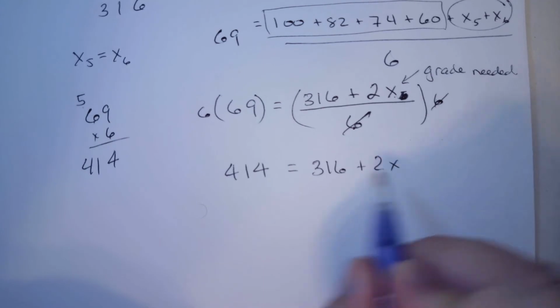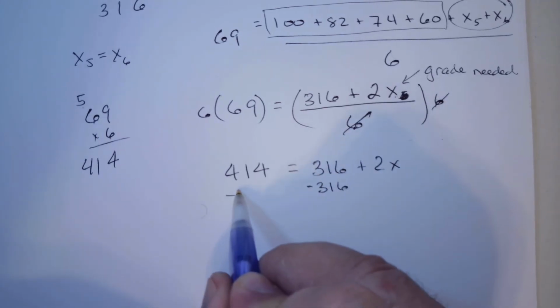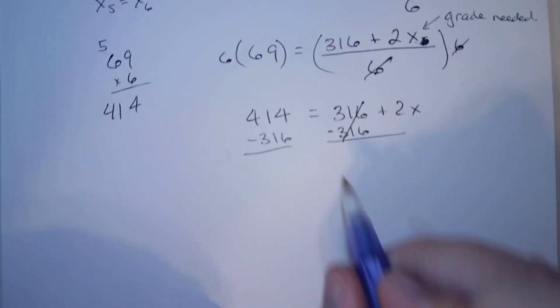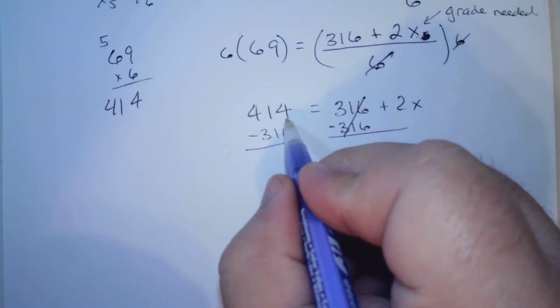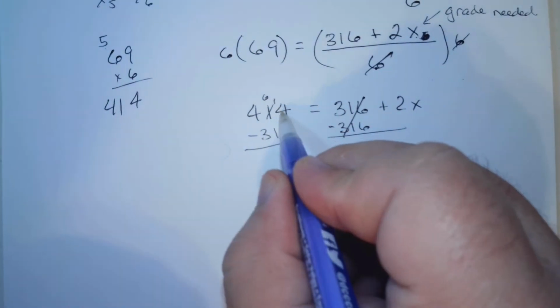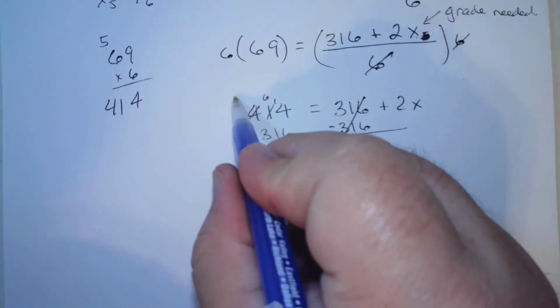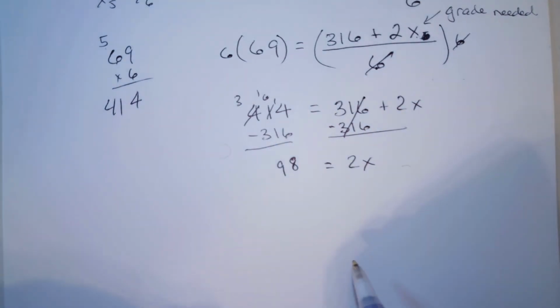So we're trying to get the x, so we'll get rid of anything that's plus or minus. Get rid of the 316. Those cancel. So we can't do it. That's 14 minus 6 is 8. 10 minus 1 is 9, so it's 98.